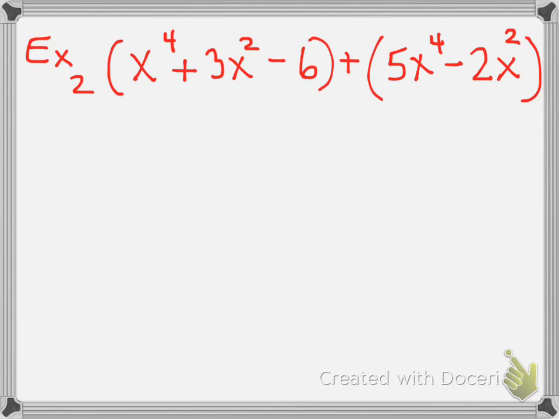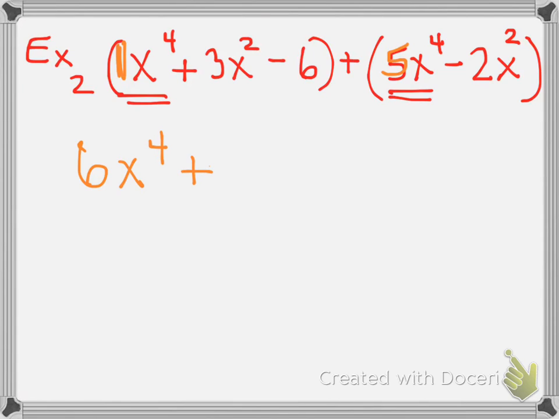Okay, this problem. I'm still adding polynomials, so I'm gonna combine the like terms. You know, this isn't really here. They don't write the 1, but you gotta remember there's a 1 right here. So you add that 1 to this 5, and you get 6x^4.